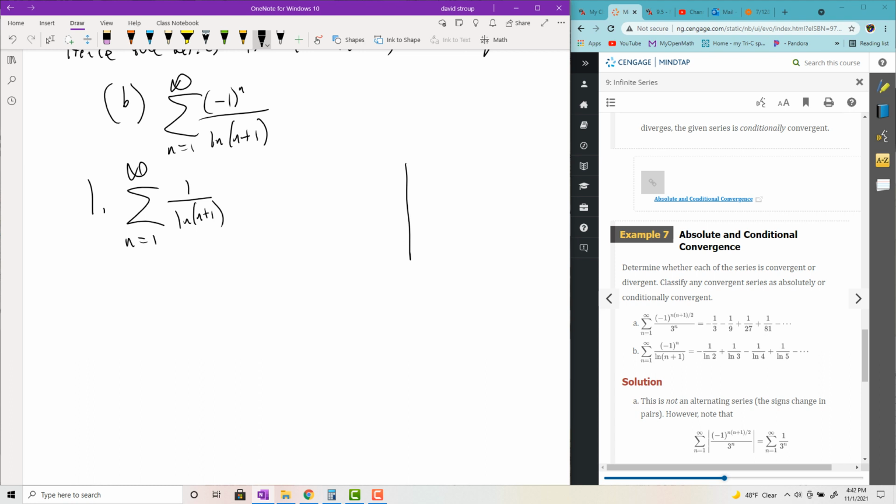Noting that, how the heck could I even do that? I need to find something below it that diverges. So I think, I don't know.